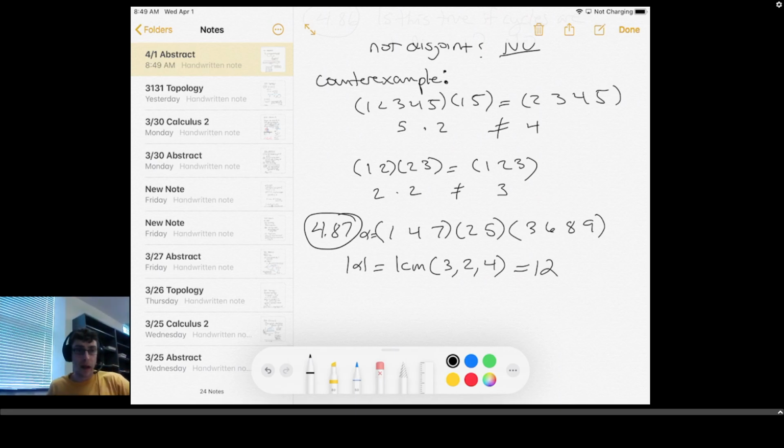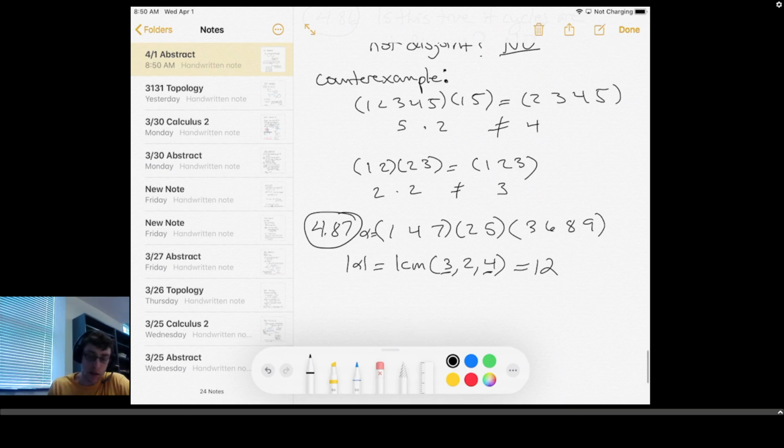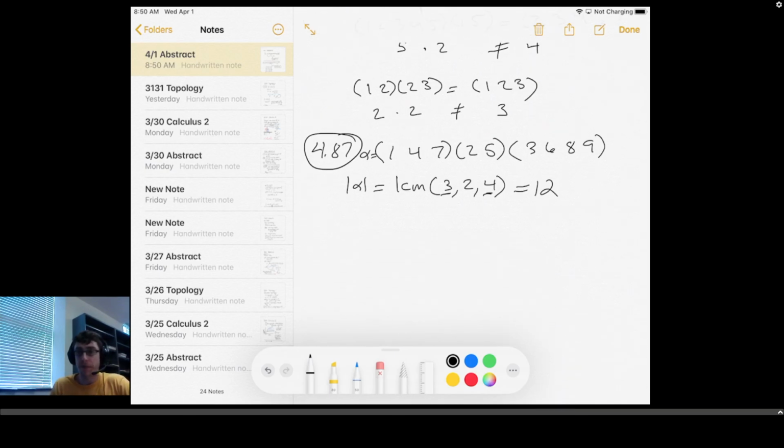Okay. And really that's because of 3 and 4, right, more than anything. That is the LCM of those two individually. So where we're going to kind of go moving forward, there's a little bit of stuff on these Cayley graphs. I think 489, just quickly.